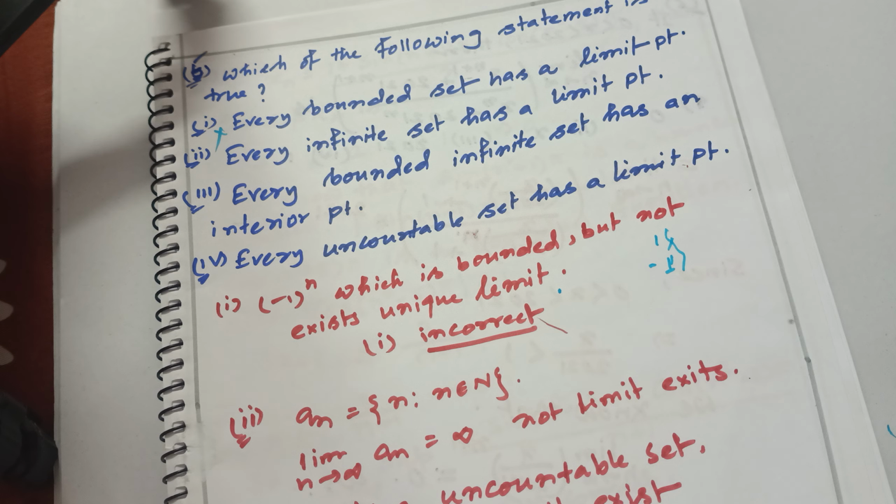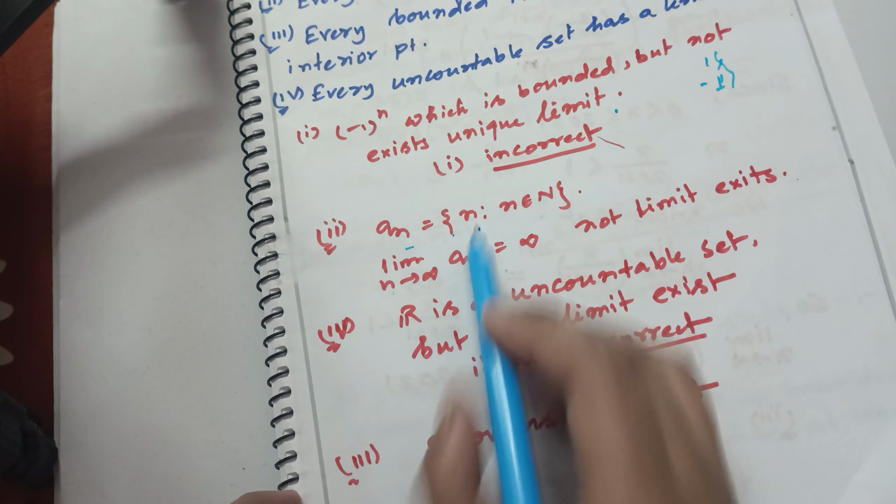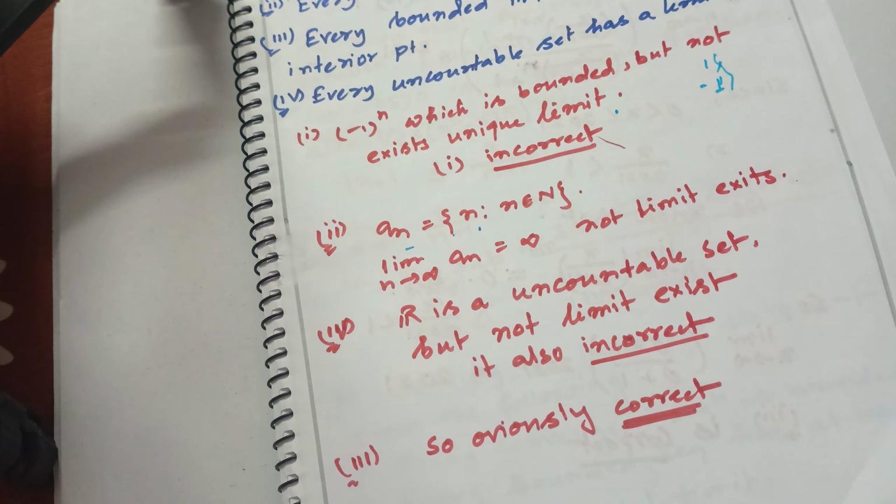Second, here it is said that every infinite set has a limit point. So if we consider a_n equals n, then the limit as n tends to infinity of a_n is equal to infinity, not a limit point.